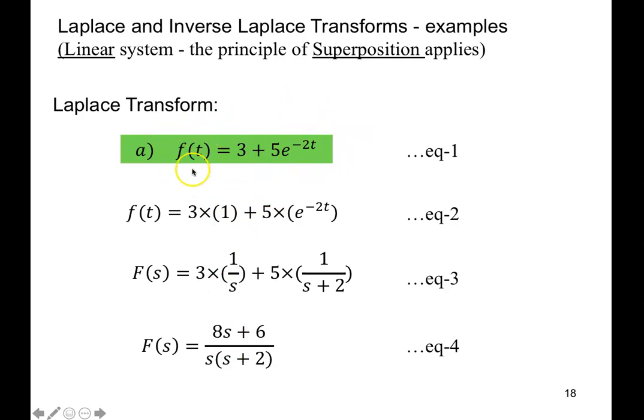Just to repeat, f(t) and F(s) represent the same signal. This varies with time, this changes with frequency. s is a complex frequency. We will talk about complex numbers later on in my module, okay?